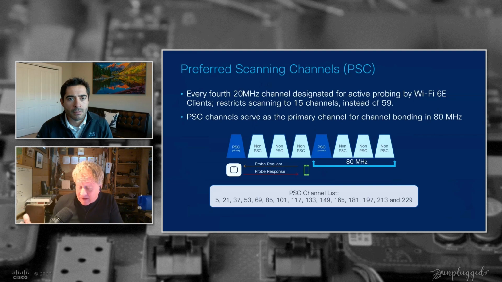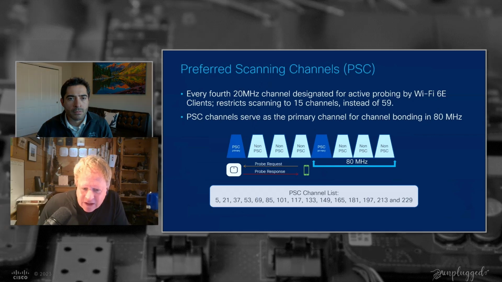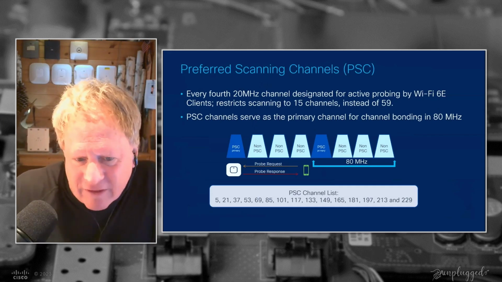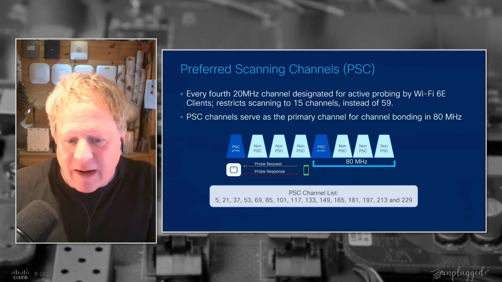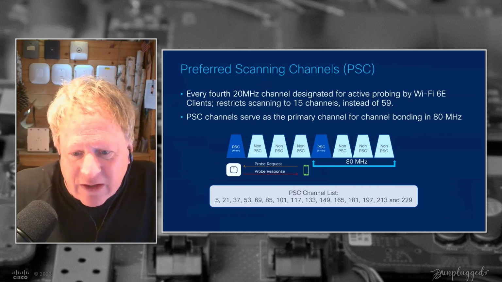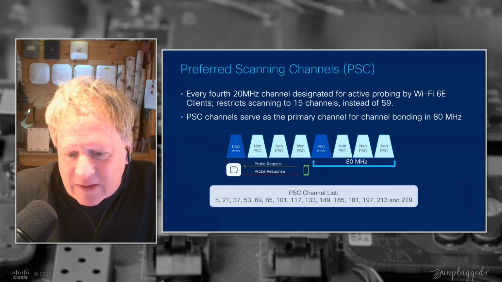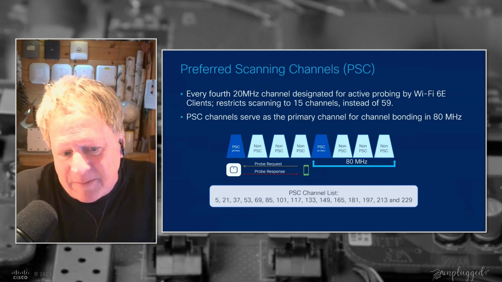Contrast that to 5 gigahertz. On 5 gigahertz, at least in the United States, we had around 12 channels. Now, if you get into some of the other, what we call DFS channels on 5 gigahertz, it could be as many as 25. So we've got a similar number of channels when you're using 80 megahertz as we had on the 5 gigahertz side.